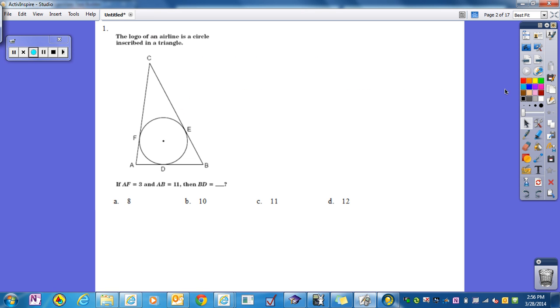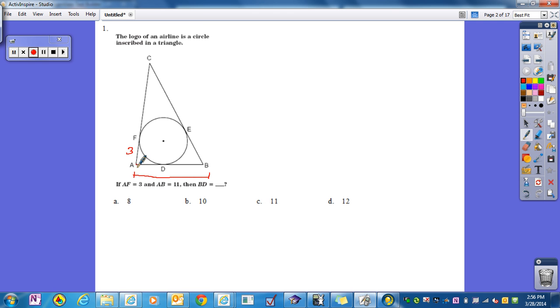Alright, so let's start taking a look at the problems on this test. Alright, so this first one gives you information. It says that AF is 3, and then it says that AB is 11. And it wants to know what BD is.